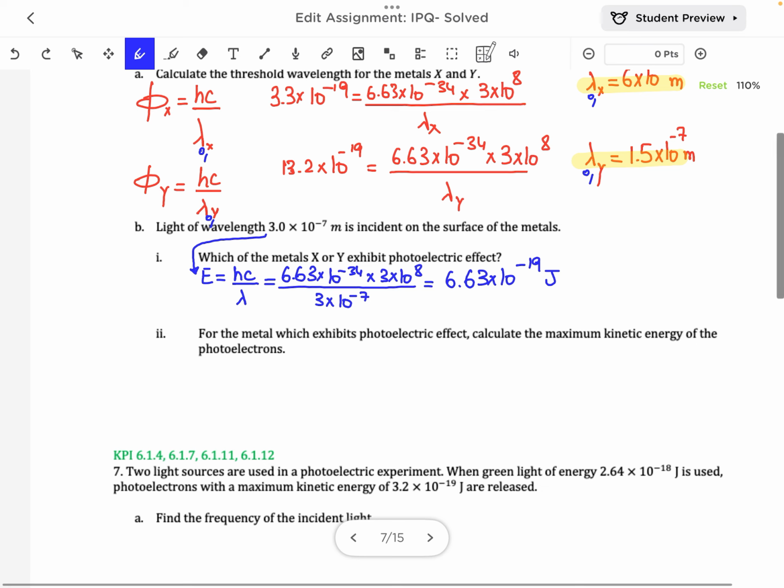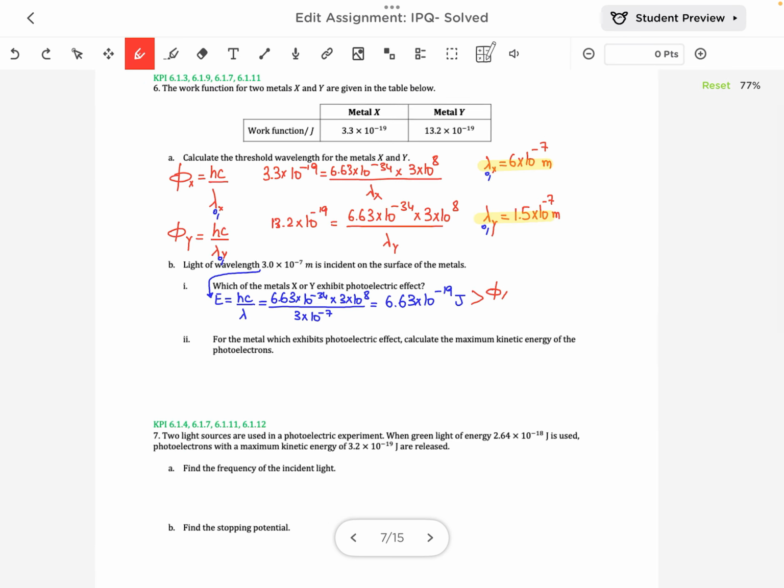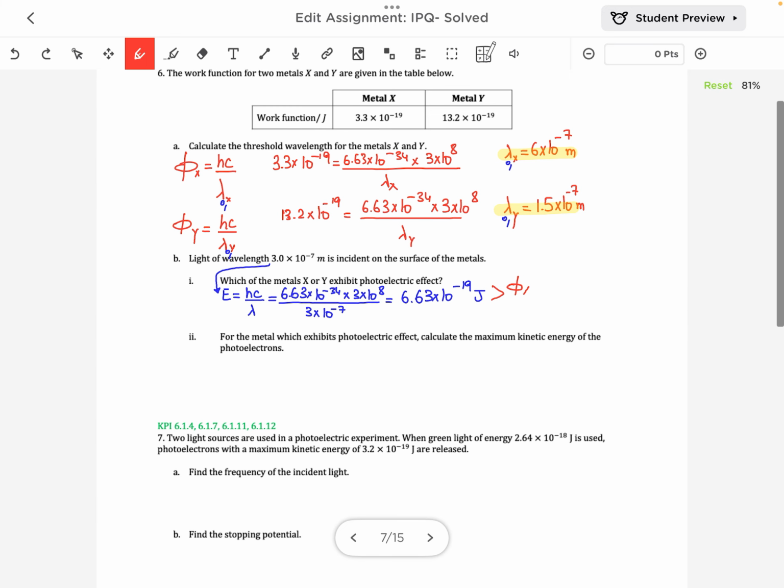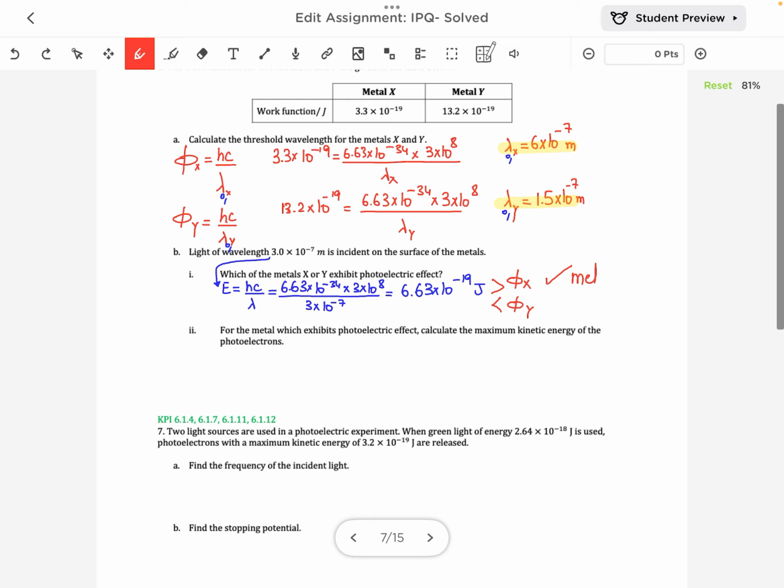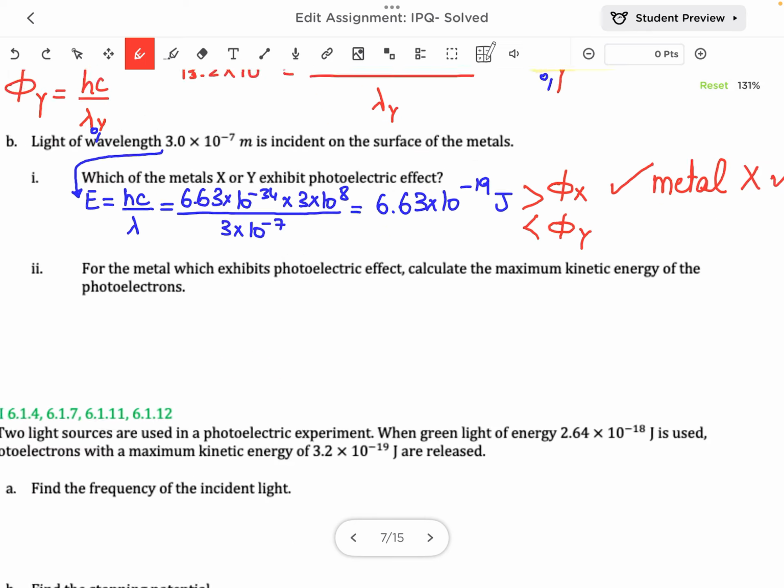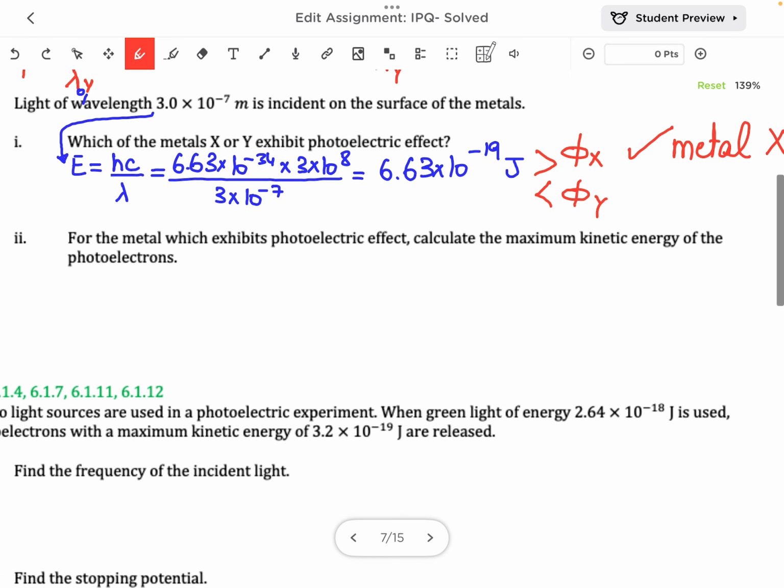This one is bigger than the work function of X, smaller than the work function of Y. So only X will exhibit, so only metal X will undergo the photoelectric effect. For the metal which exhibits the photoelectric effect, calculate the maximum kinetic energy.